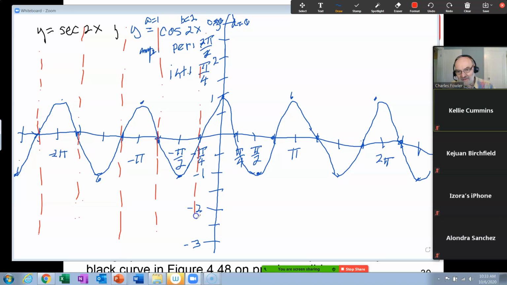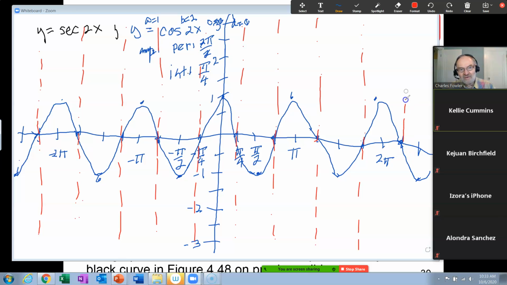Vertical asymptote here. Everywhere it crosses the cosine function, crosses the x-axis, that gives you a vertical asymptote for secant. And I only have a few dozen left to go. I hope this is my last one.